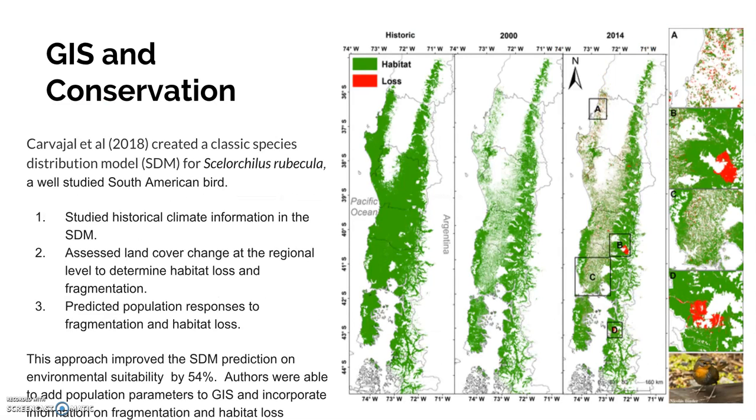And then this last study is looking at a bird in South America. Scientists created a classic species distribution model. So looking at where the species was found, they looked at things like climate change. They looked at different land cover changes at a much larger level. And then they were able to predict how the population of the birds responded to change in habitat and fragmentation.